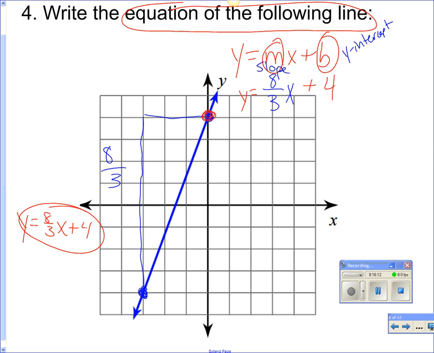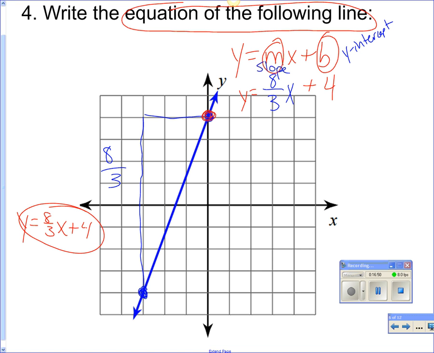That's my answer. Wait, so for the y-intercept, you just go up 4? Well, the y-intercept is wherever it is on the y. So this is the y, right? So where is it on the y? Right there. And what number is that at? 4. All right, other questions? Is this my final answer? Yeah, that's it.